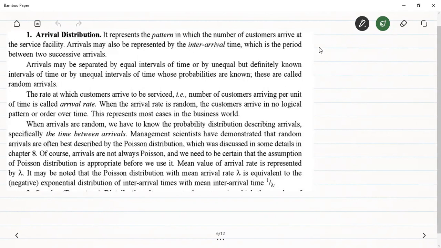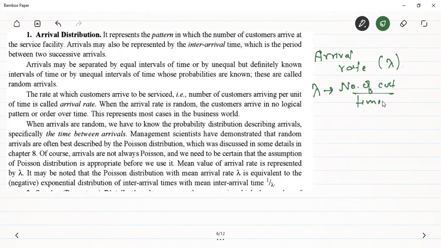So you can see that there is a term known as the arrival rate. This arrival rate is represented by the symbol lambda. And this lambda is defined as the number of customers arriving per unit of time. So how many customers are arriving at a given instant or in a given amount of time, that is known as the arrival rate.